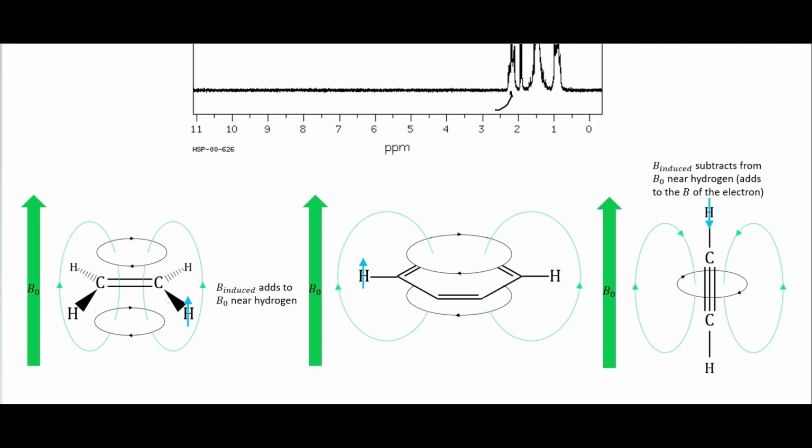When we have a double bond like this or an aromatic ring like this, we get this B induced adding to the external magnetic field near the hydrogen, whereas when it's an alkyne, so an acetylenic hydrogen, we are now removing some of the external magnetic field strength at the proton.